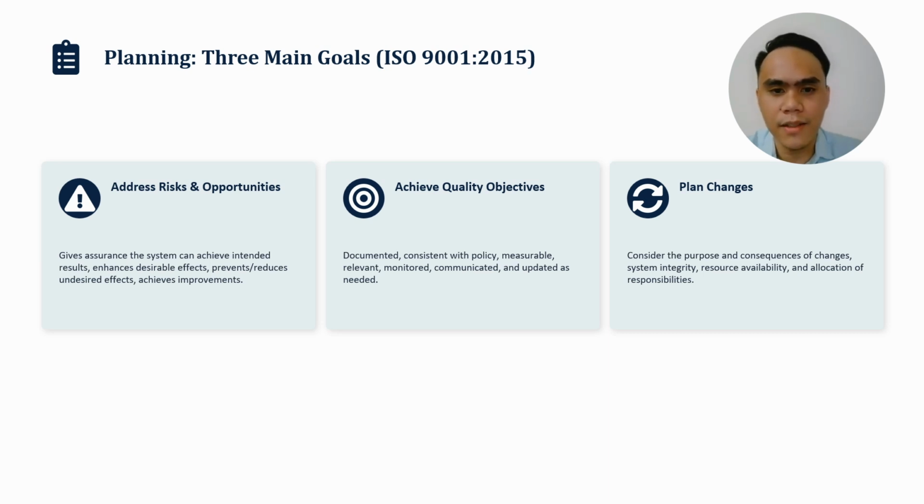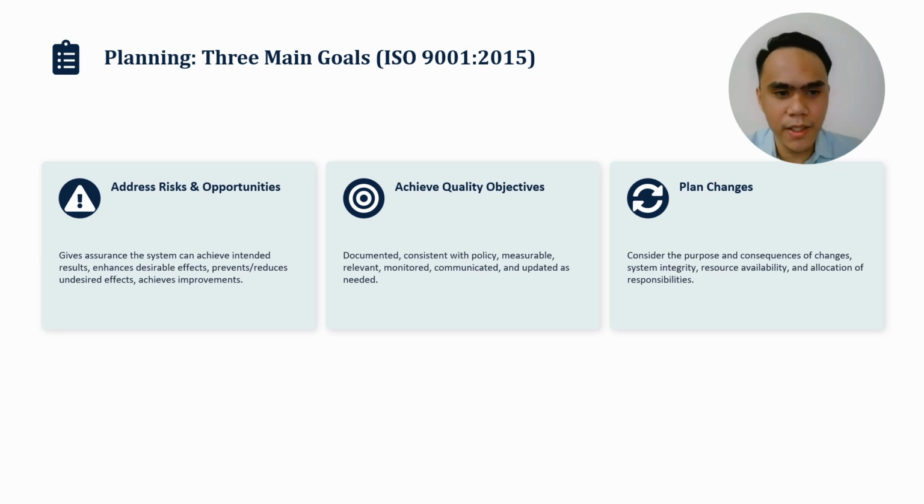Next is planning to achieve quality objectives. Organizations should plan how to achieve these objectives, which should be documented and be consistent with policy, measurable, relevant, monitored, communicated, and updated as needed. We're also taking into account any applicable requirements.